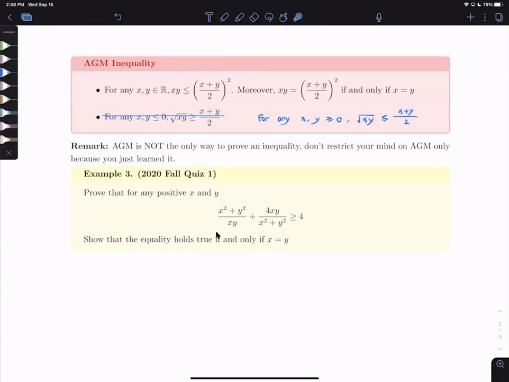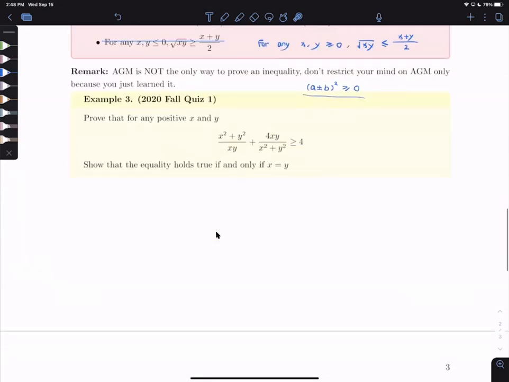All right. So what I want to mention is that AGM is not the only way to solve inequalities. It's not the only way to prove an inequality. Just because you learned it doesn't mean every inequality is about AGM. Sometimes it's about the basic fact. Remember you can use this as well, and a lot of times using this makes your life easier. So that's what I want to emphasize. Now look at example 3.